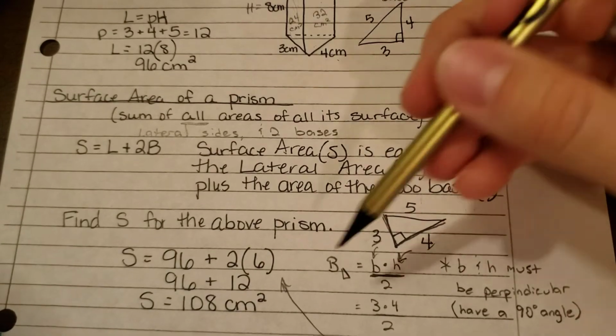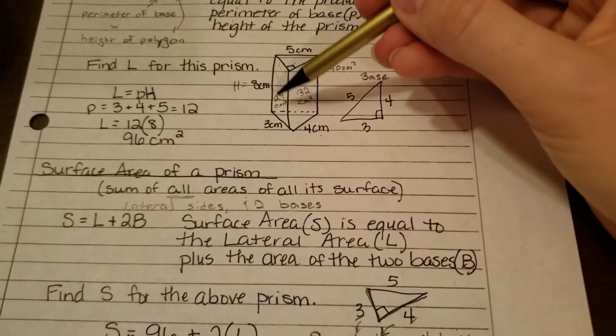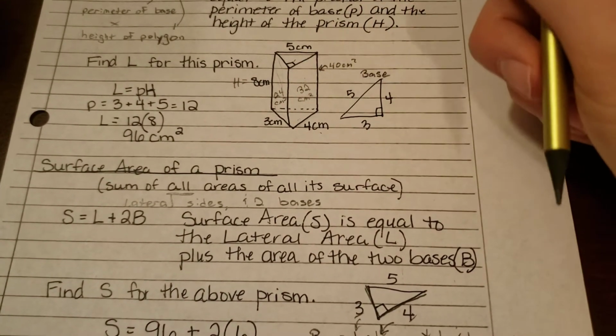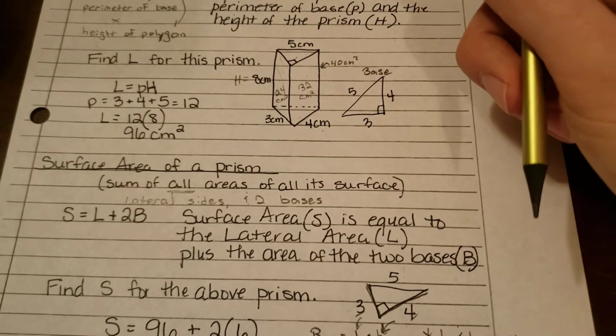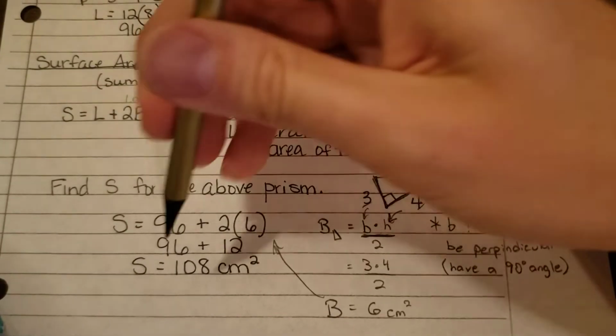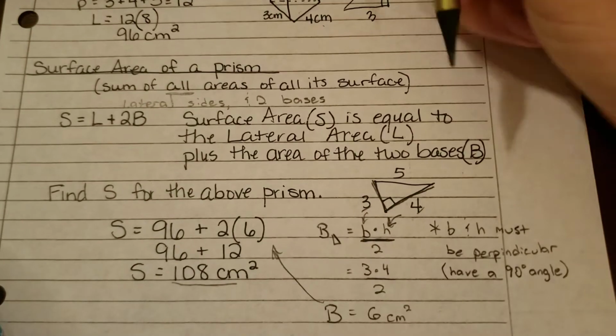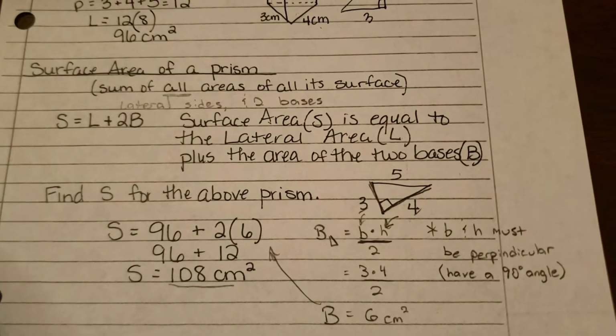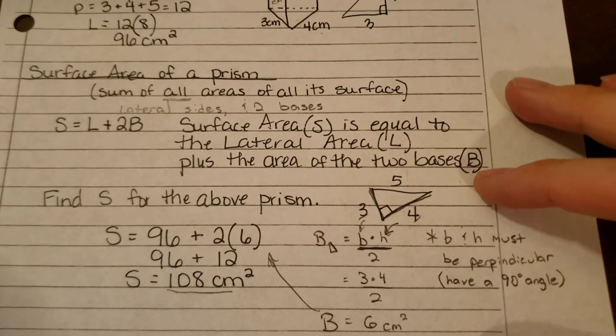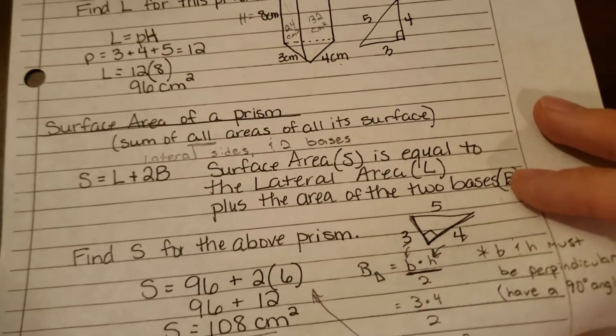So now the total surface area. If I wanted to cover this whole thing with wrapping paper, this is what it's going to take: 108 centimeters squared of wrapping paper. Okay, so stick with me. I've got a few more examples.